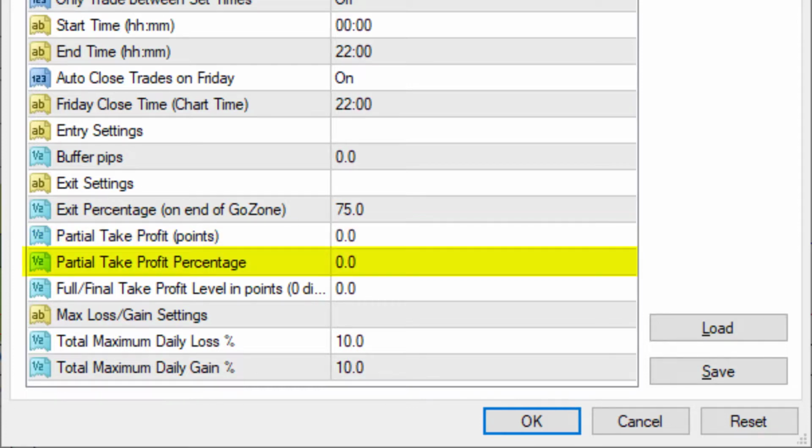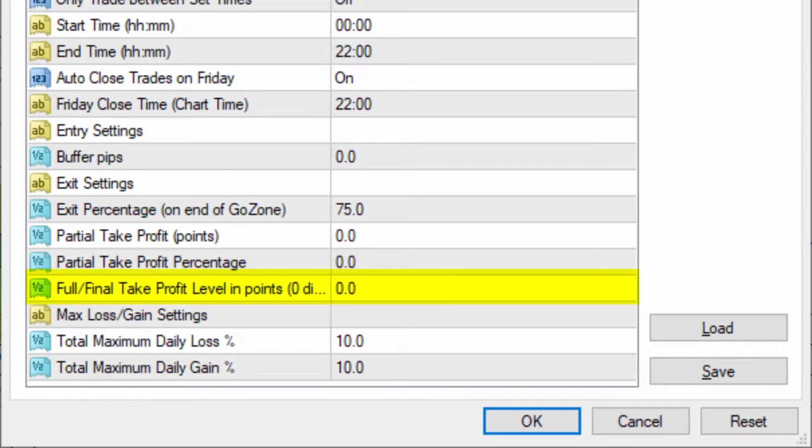Partial take profit percentage. This is the percentage of the trade you want to close when your partial take profit target is hit. Again, you can put whatever percentage in here that you want, so long as it does not exceed 100%. Pros claim a good practice is to close out 50% of your trade when this target is reached.